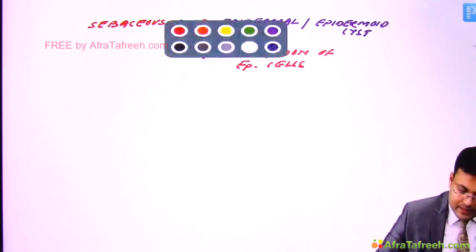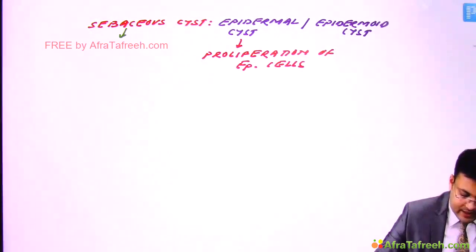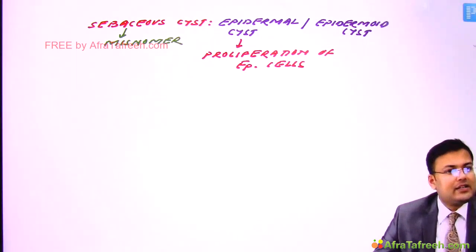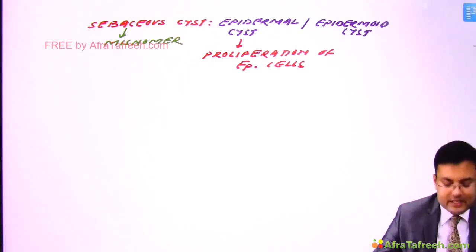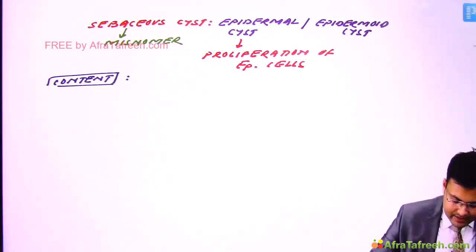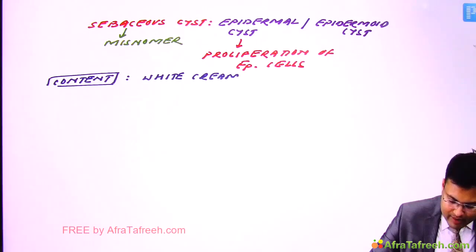So it's a misnomer. Sebaceous cyst, it's a misnomer. Why? Because it's not of sebaceous origin, and second, the content is not sebum. So what is the content? What kind of content is there? The content is white creamy material. And what is this white creamy material? This is desquamated cells or keratin.